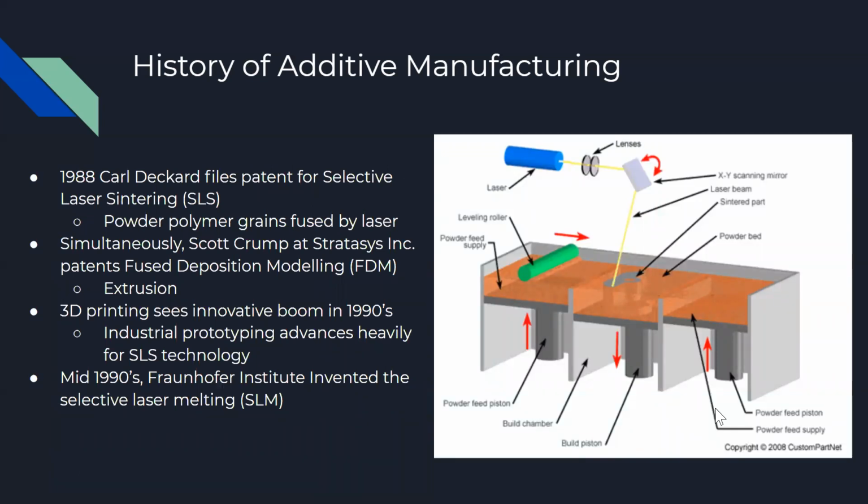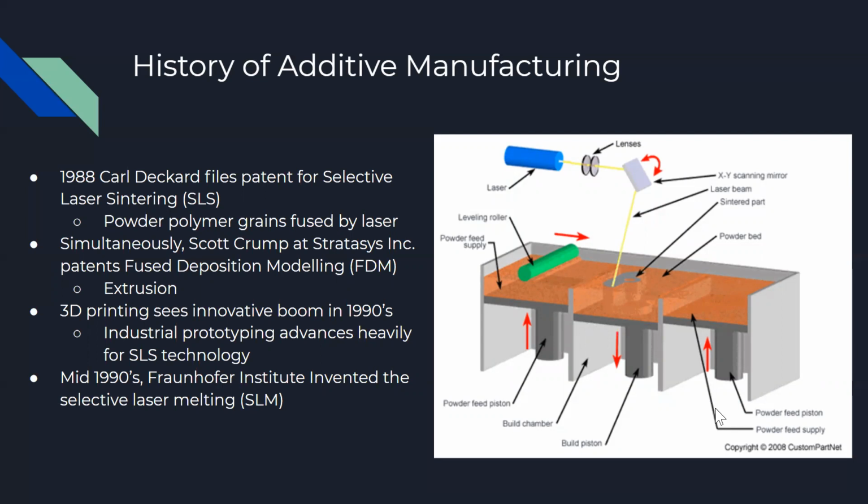In 1988, however, Carl Deckard conceptualizes and patents another additive process known as selective laser sintering, or SLS. This process uses a bed of polymer powder and a laser to sinter grains together. Now, sintering is somewhat similar to melting, but it's a little different. Sintering brings the material to a temperature enough for fusing particles, but not enough to fully melt it. So this saves energy and makes the material a little easier to control, because if it's liquid, it might run or move around a little more. But if it's not fully liquid, it won't move as much.